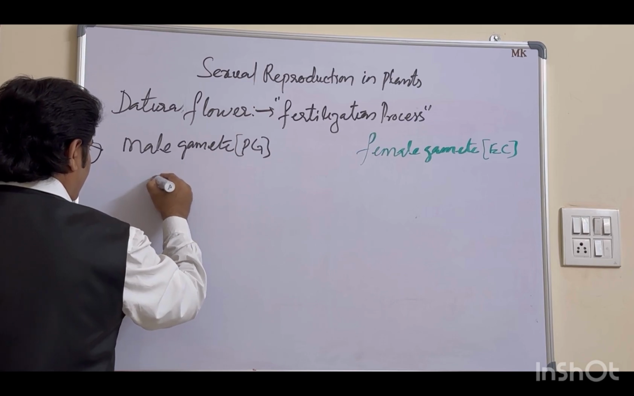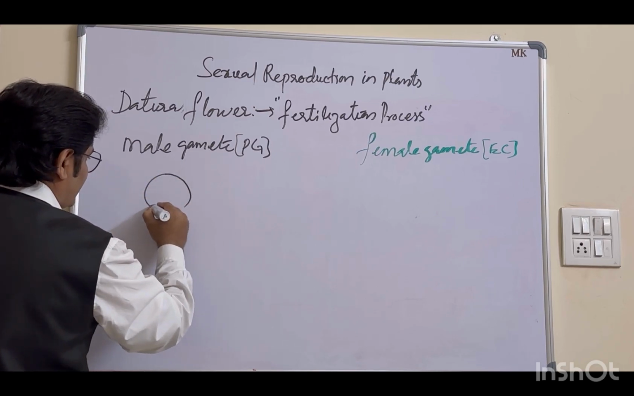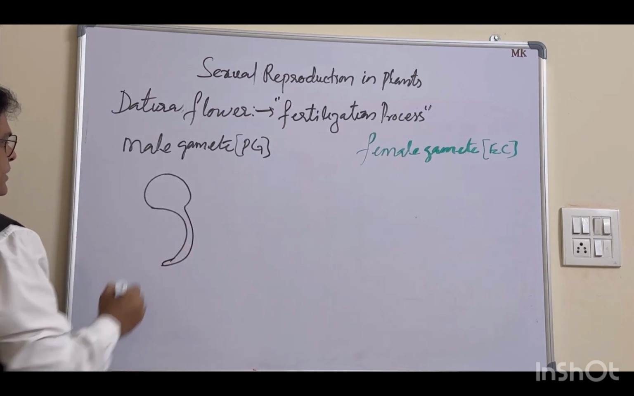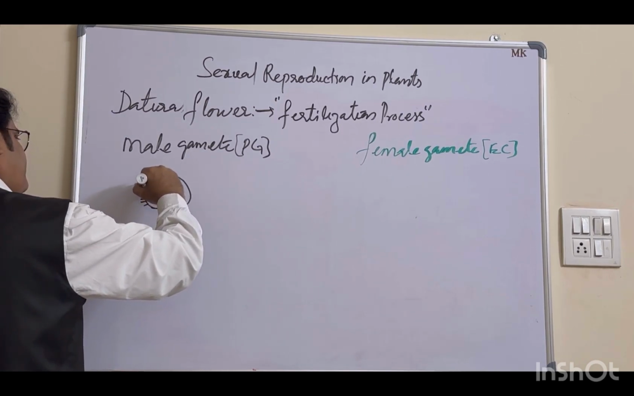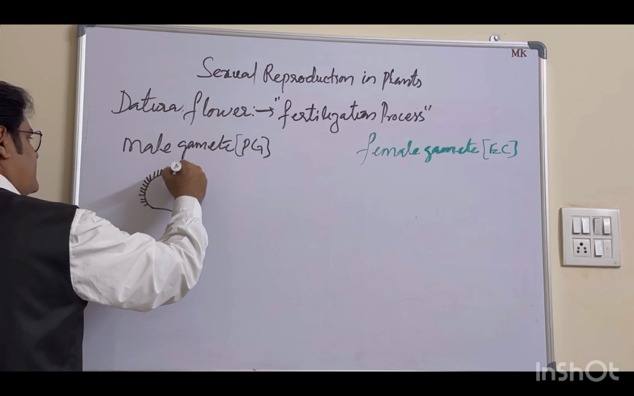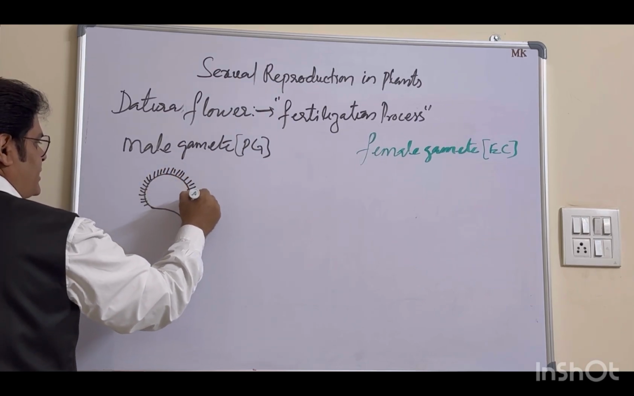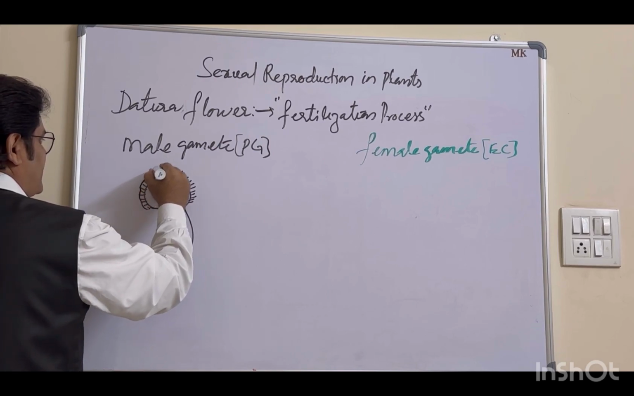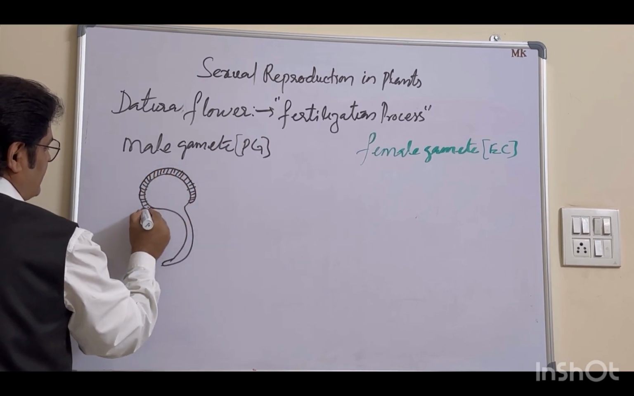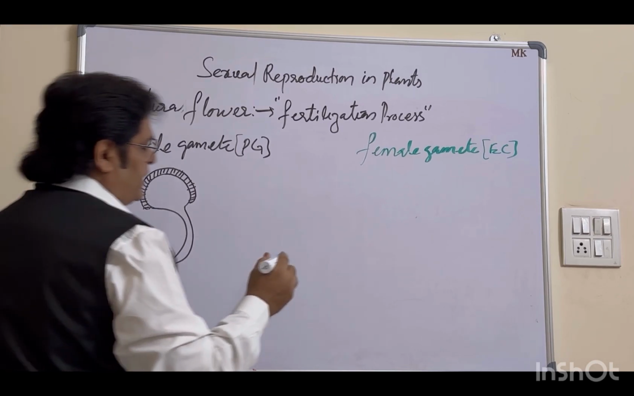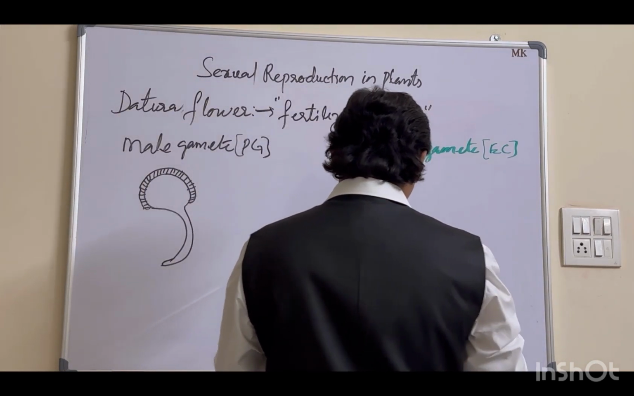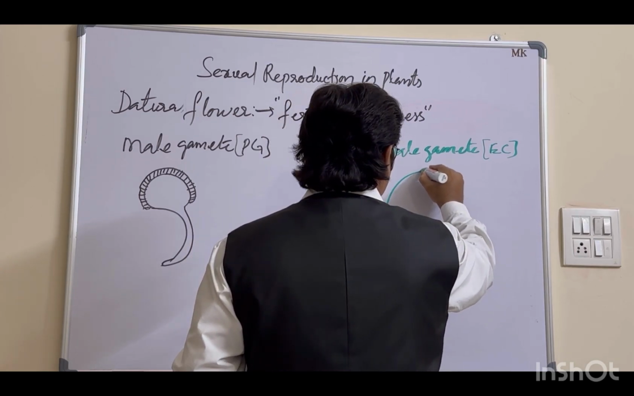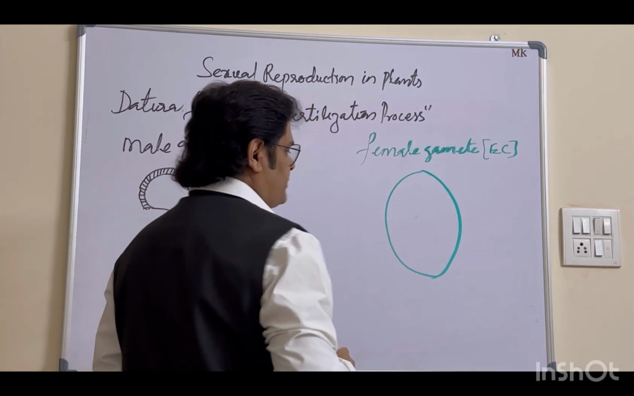This is the pollen grain. The pollen grain will be like this. And this is the pollen tube. Clear? In the textbook, they have given the diagram. You can check it properly. It will be like that. Clear? Then the embryo sac. This is the embryo sac here.